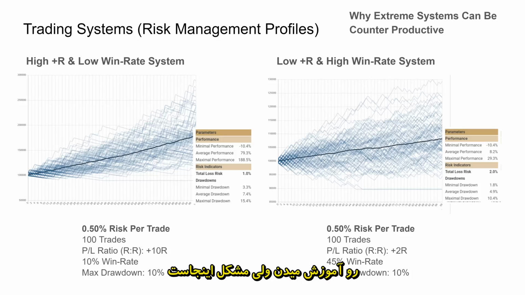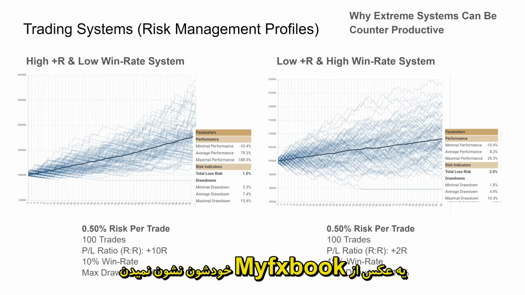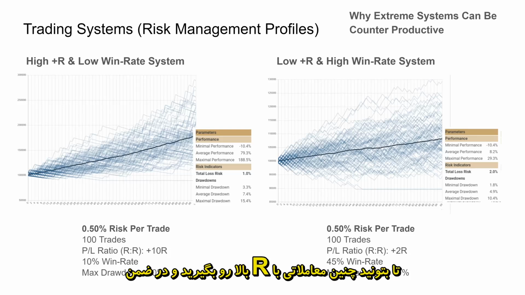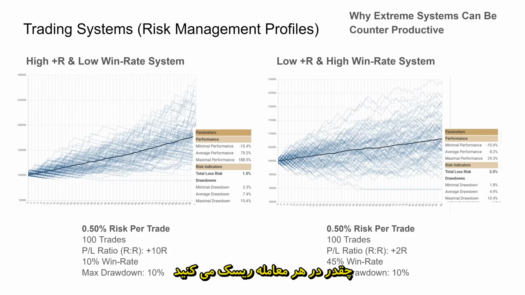But the thing is, nobody's posting their MyFX book to show the system behind it, right? Like, how many losses are you taking to catch these huge R trades? And on top of that, how much are you risking per trade to actually catch that huge trade, right? Like your 100R, 500R trade. I've seen 500R trades before.